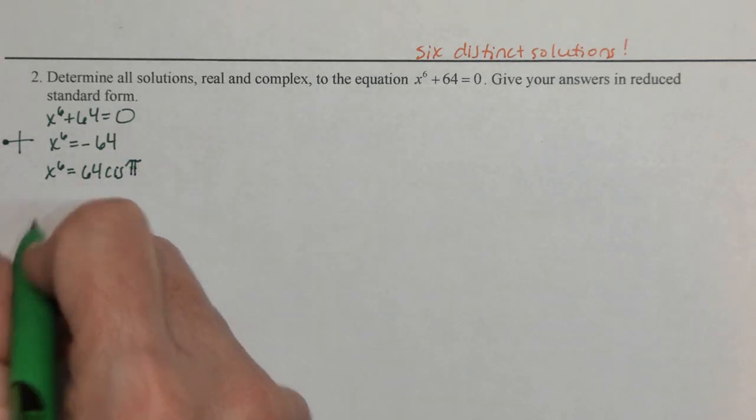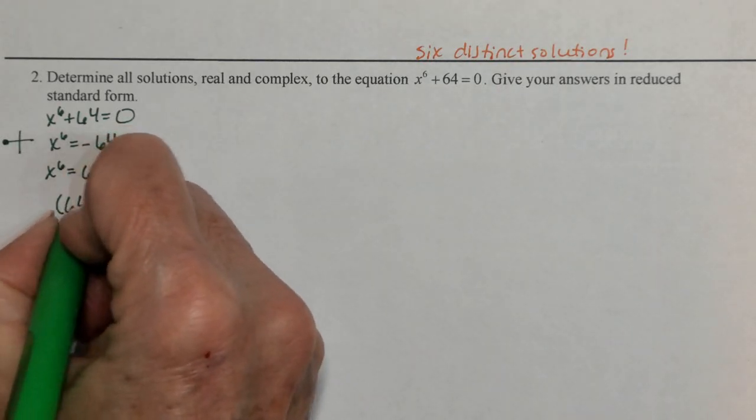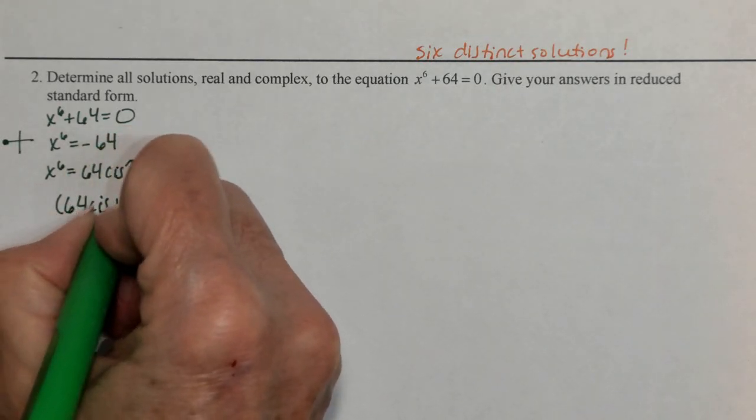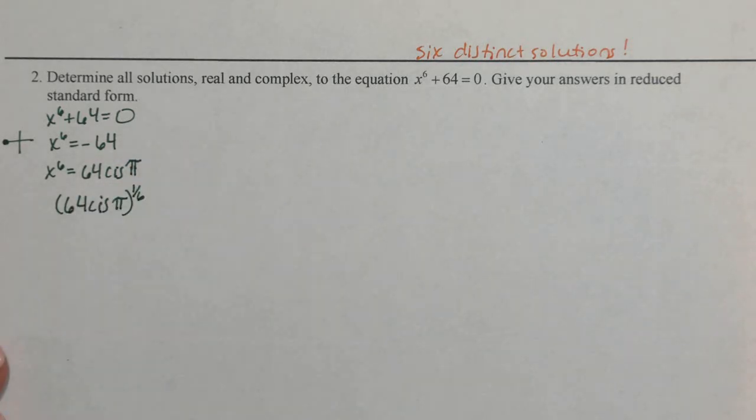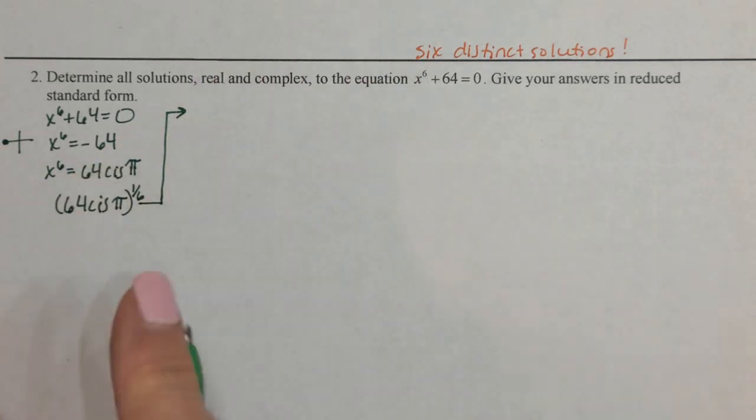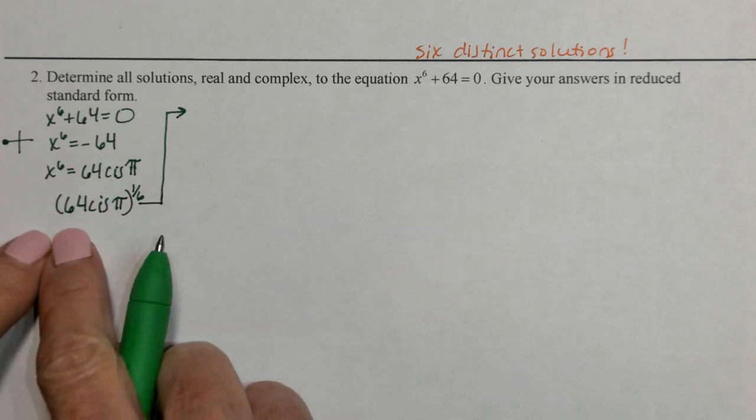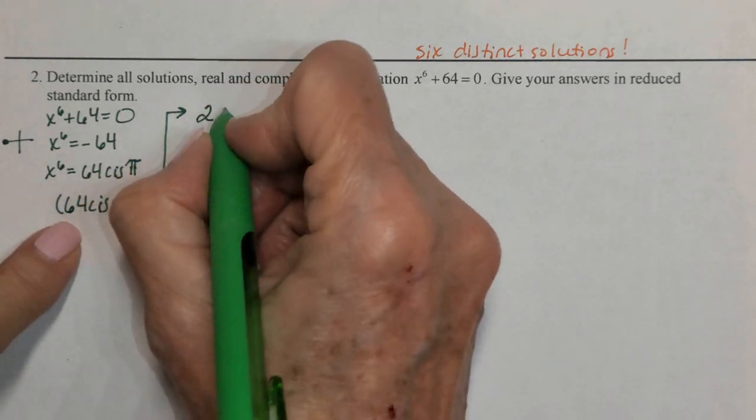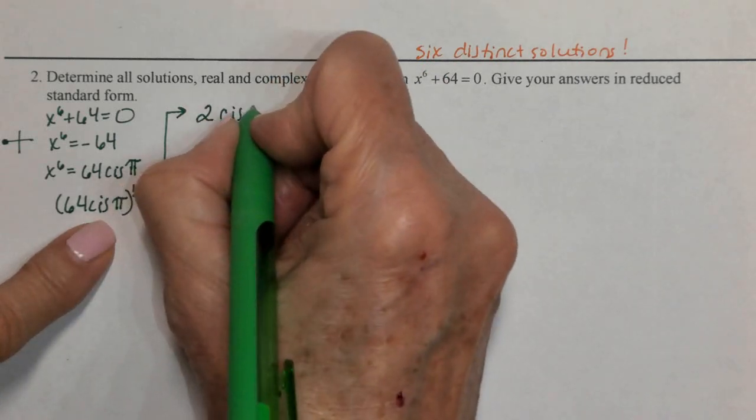And now I raise both sides to the 1/6 power. So in my mind, I have 64 cis pi to the 1/6 power. Did I say 6th power? 1/6 power. Okay? All right. So my first answer is the 6th root of 64, which is 2. Multiply 1/6 times the argument and we get pi over 6.